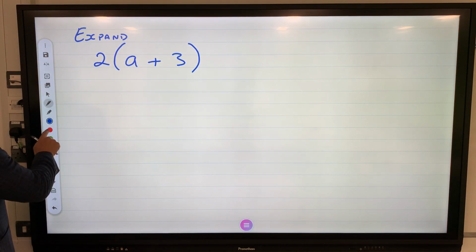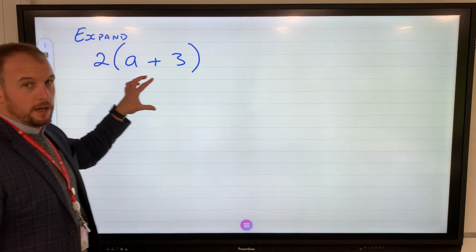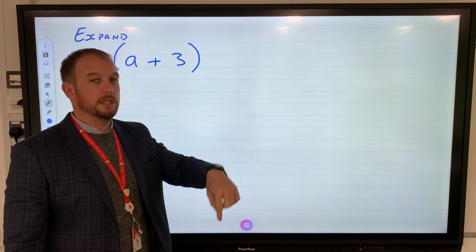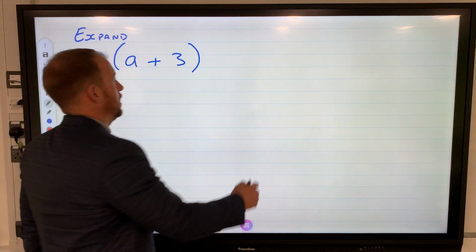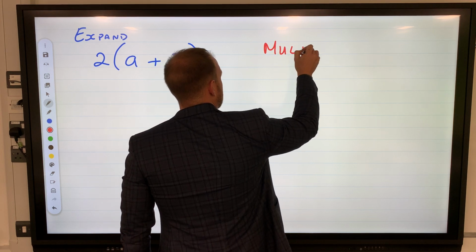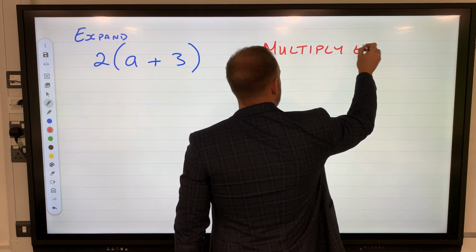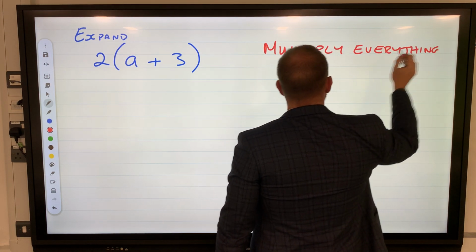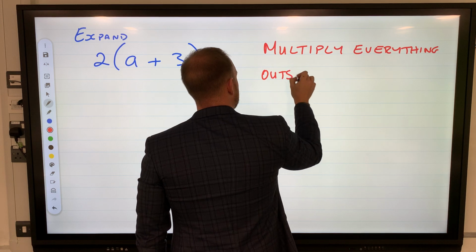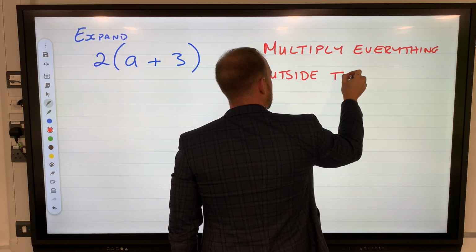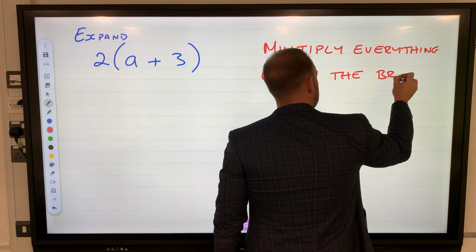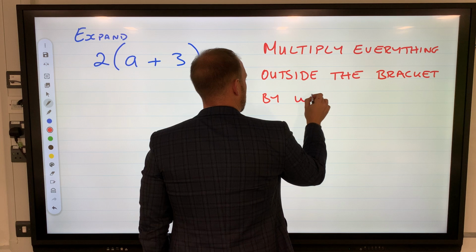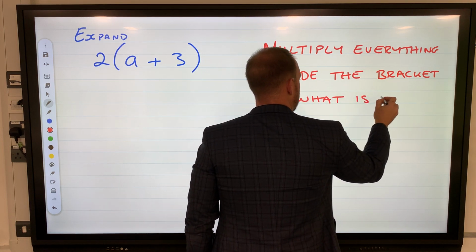Now, what we need to do, everything that's outside the bracket, we need to multiply by what's inside the bracket, but we do it in different stages. Okay, so we have to multiply everything outside the bracket by what is inside.